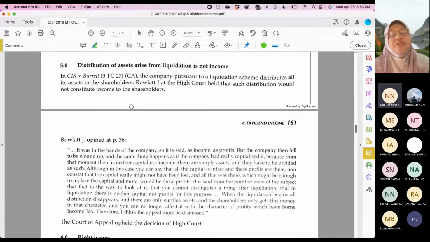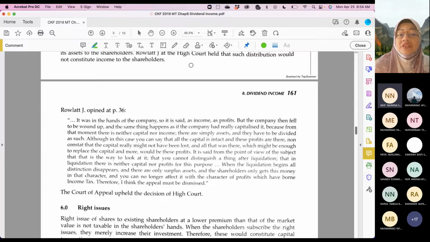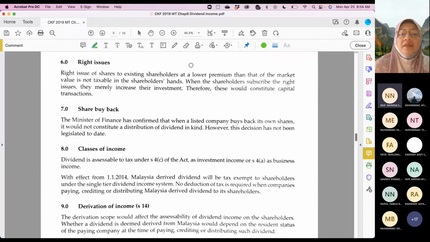What about if the company goes into liquidation? When the company goes into liquidation, they will distribute whatever asset the company has to their shareholders, if the company is not able to pay back the capital invested by the shareholders. Pursuant to a liquidation scheme, whatever is distributed from the liquidation again is not income to the shareholders, so therefore it is not taxable.